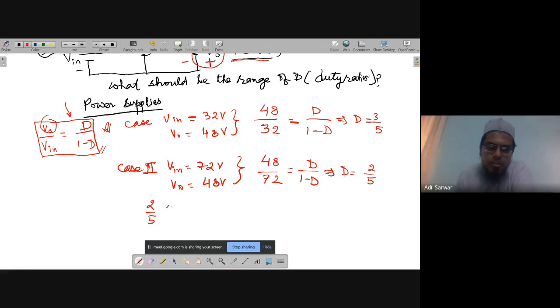So 2 by 5 is less than or equal to D, and D is less than or equal to 3 by 5. So this is the correct option. Actually, 4 options were given in the answer and you had to choose one. So the correct option is D lies between this range, 2 by 5 to 3 by 5. Okay.